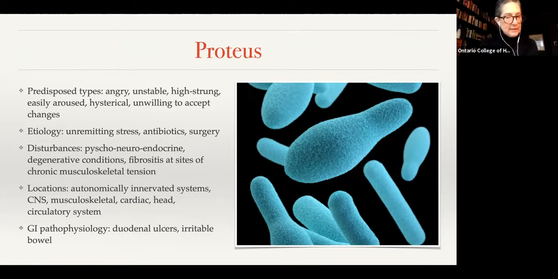The disturbances are psychoneuroendocrine disturbances, degenerative conditions, fibrositis at the sites of chronic musculoskeletal tension. The locations are autonomically innervated systems, central nervous system, the musculoskeletal system, cardiac, head, circulatory system, and the GI pathophysiology or duodenal ulcers, which we certainly understand is closely connected to high-strung, easily aroused hysterical types in irritable bowel.